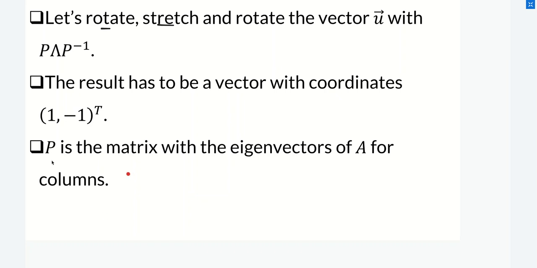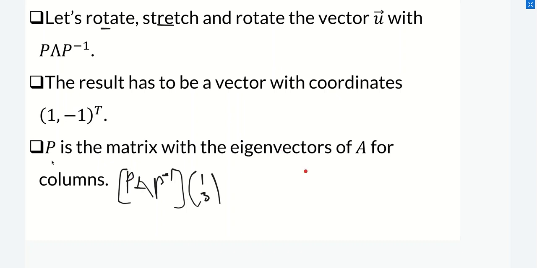So we have P, then our diagonal, then P inverse. This is going to transform our vector (1, 3), and you want to land it on what? (1, -1). All right, so what do we do?